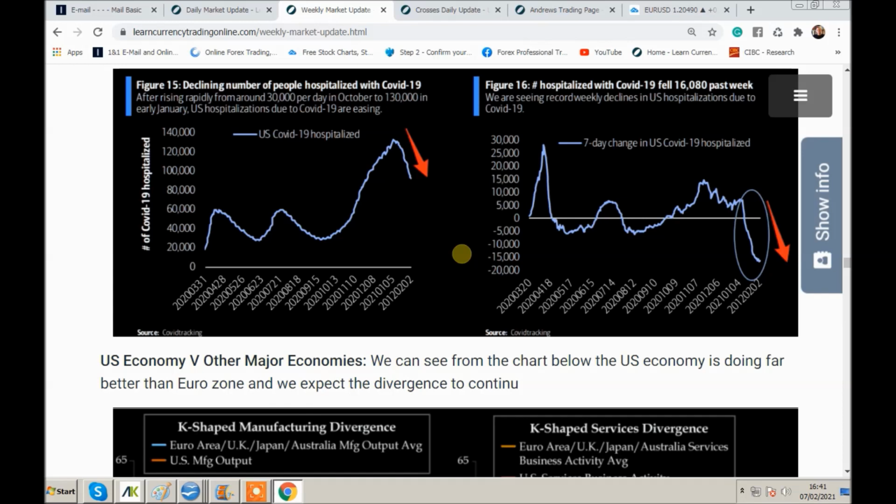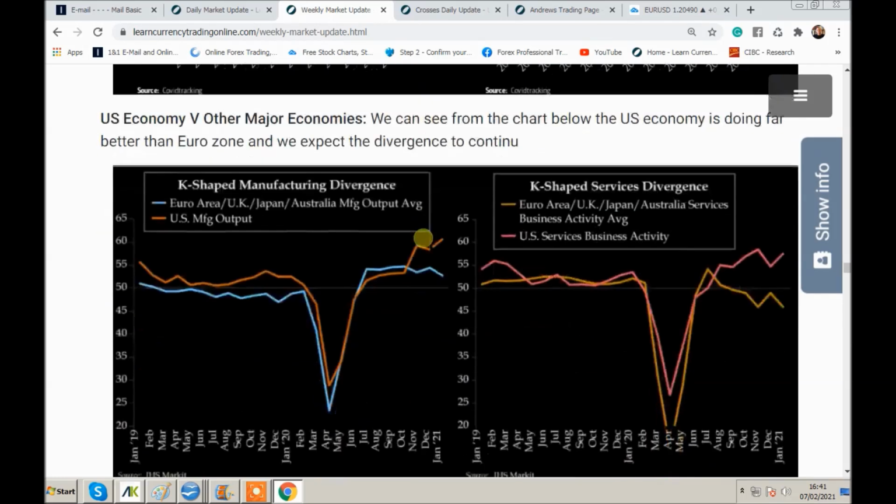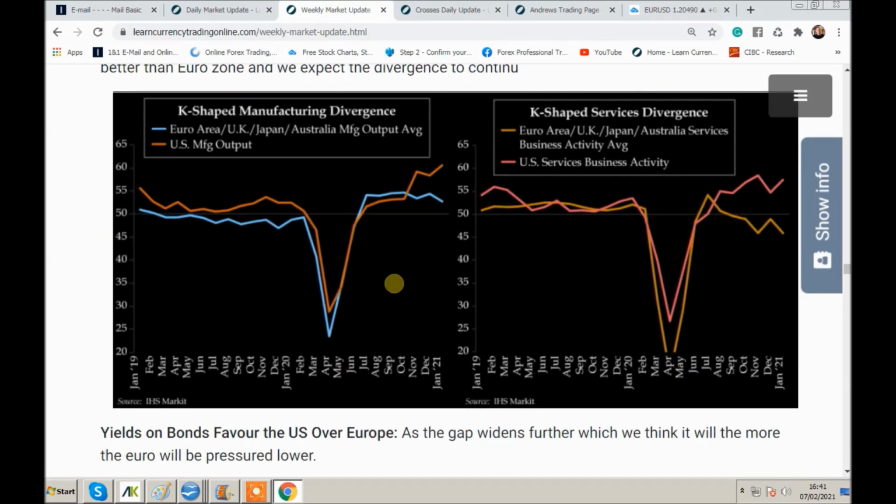Basically the US is vaccinating, so they're not so impacted by lockdowns. So economic activity is not being as disrupted as it is in the Eurozone. Here's another chart, which shows how the US is doing in manufacturing and services against 4 countries: Eurozone, UK, Japan, and Australia.